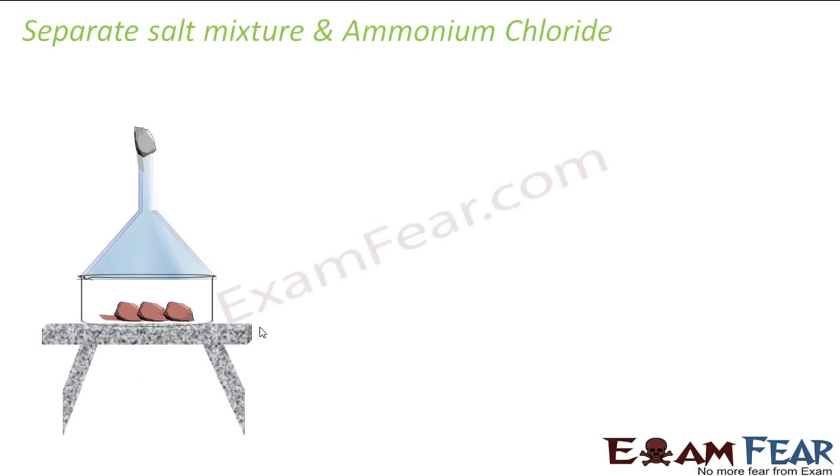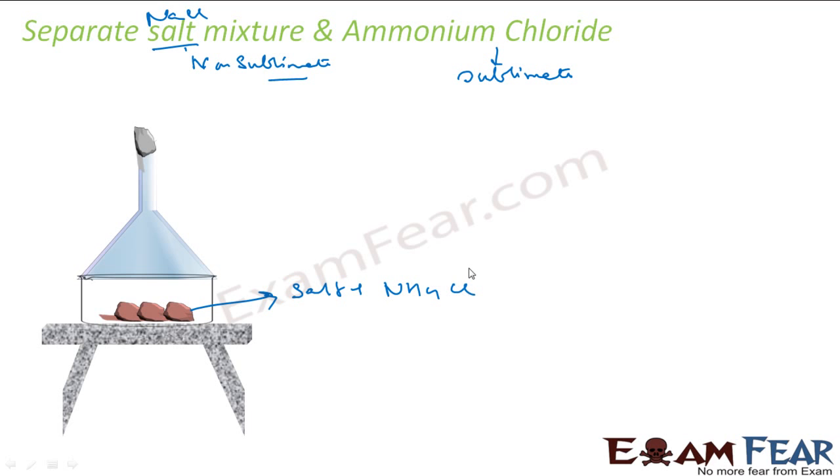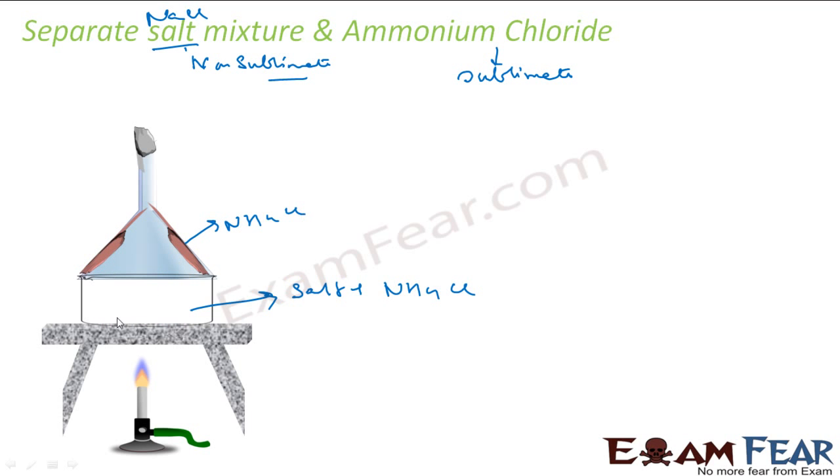Let's suppose we have a mixture of salt and ammonium chloride, and we have to separate them. Now in this case we know that ammonium chloride sublimes, and any salt, typically NaCl, does not sublime. So we can take advantage of this fact and use the sublimation process here. We can put the whole mixture of salt plus ammonium chloride, NH4Cl, here, and then heat it. Once you heat it, the NH4Cl, since it sublimes, will convert into gas and you will see NH4Cl collected here. And you will see some salt is left here.